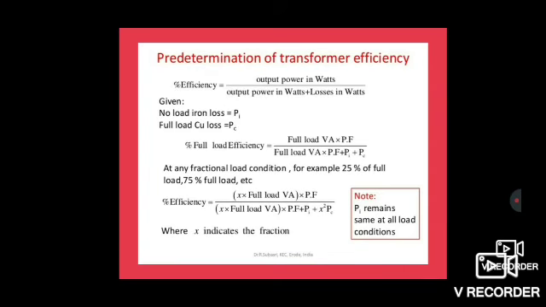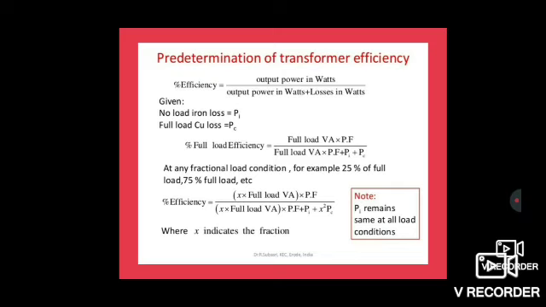Then, predetermination of transformer efficiency. It is calculated by conducting the open circuit test and short circuit test. We already know the percentage efficiency is equal to output power in watts divided by output power in watts plus losses in watts. There are two losses, one is iron loss, another one is copper loss.